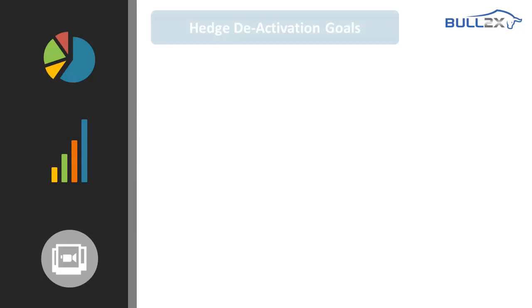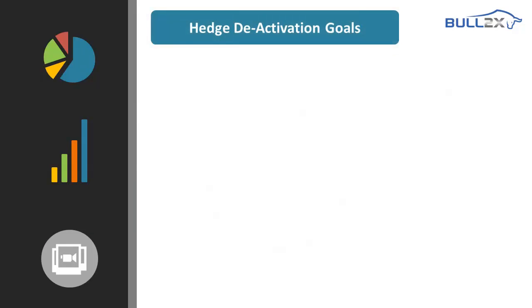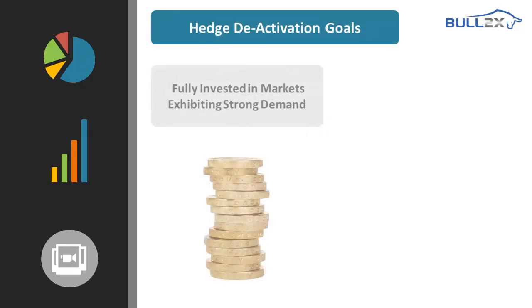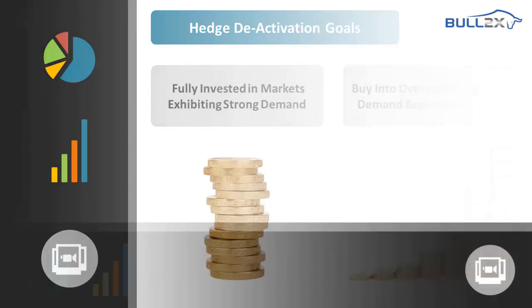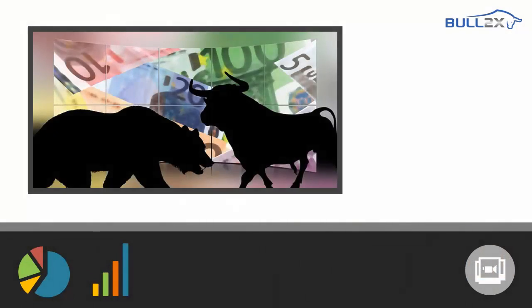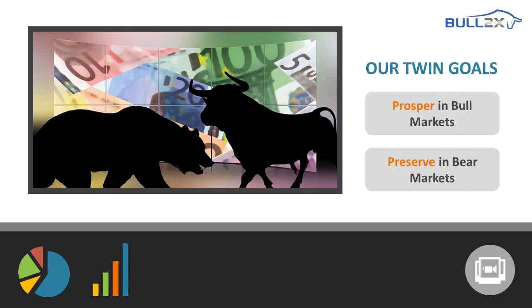These rules are implemented with the goal of accomplishing the following 2 things: be fully invested during times of strong demand, and buy into oversold markets when demand begins to increase. We believe that the combination of multiple investment strategies and multiple hedging strategies will help us achieve our twin goals: prosper in bull markets and preserve in bear markets.